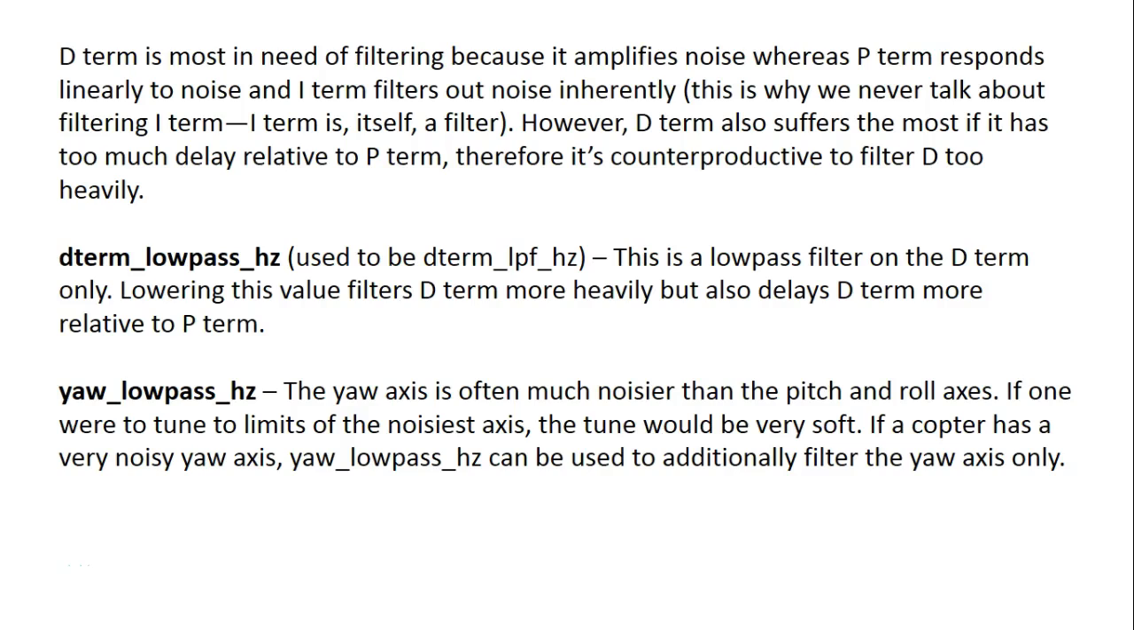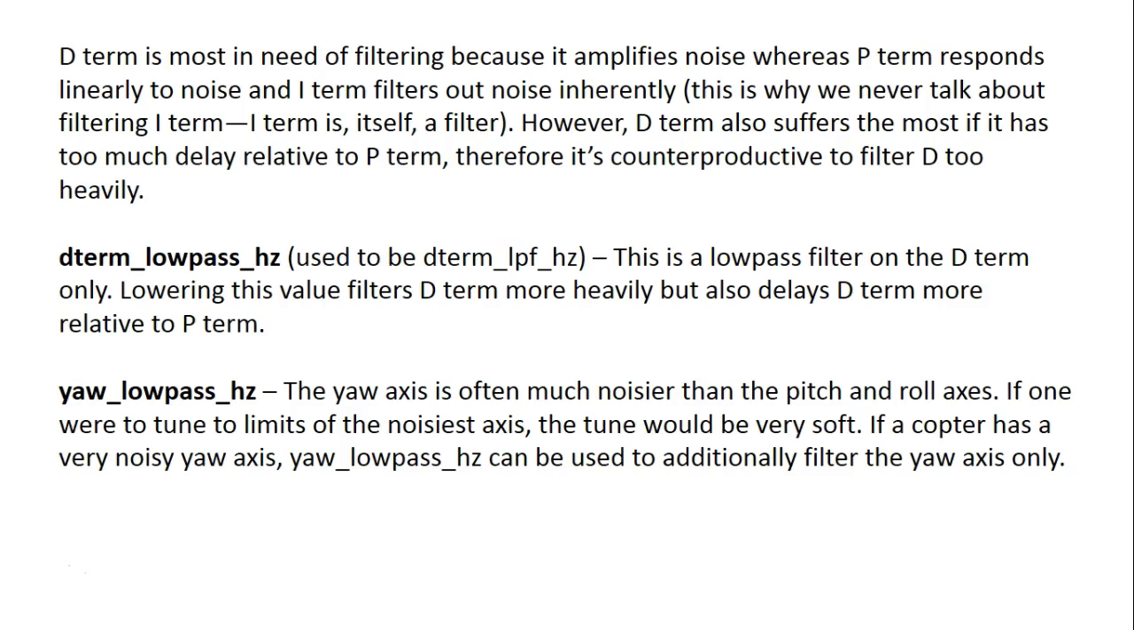The D term is actually the most in need of filtering because it amplifies noise, whereas the P term responds linearly to noise, and the I term actually filters noise out. The I term is an integrator, and an integrator is a very simple form of low-pass filter, and that's why we never talk about filtering the I term, because the I term is itself already filtering, right? That's what it does. It's already filtering. That's why we never talk about filtering the I term separately.